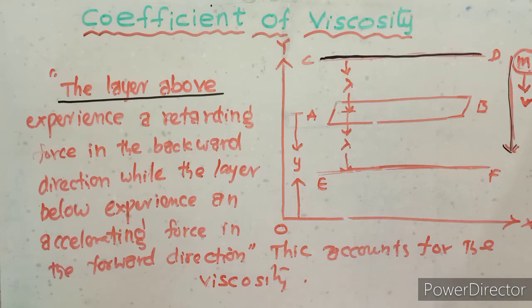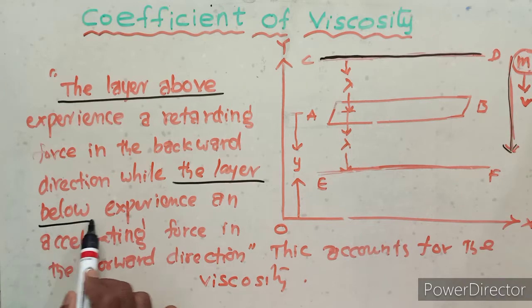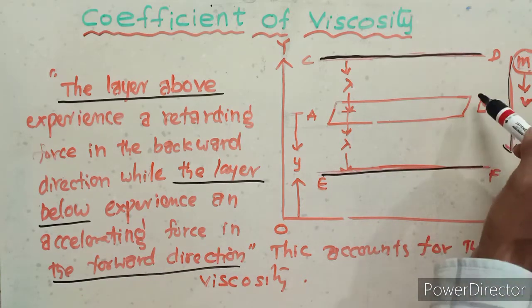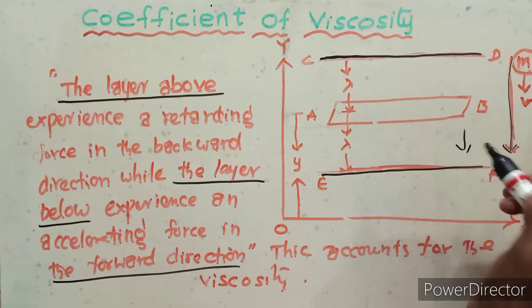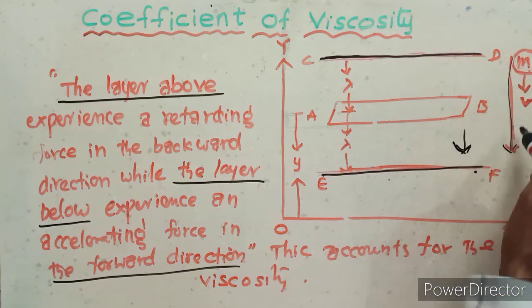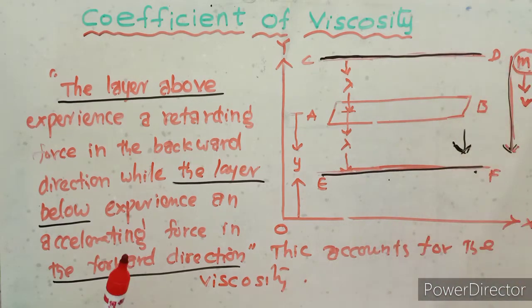Okay, next, the layer below experiences an accelerating force in the forward direction. It pulls towards itself. So this is the forward of EF. This is the backward of CD. That is the backward of CD. This is the forward of EF. This is the backward of CD.